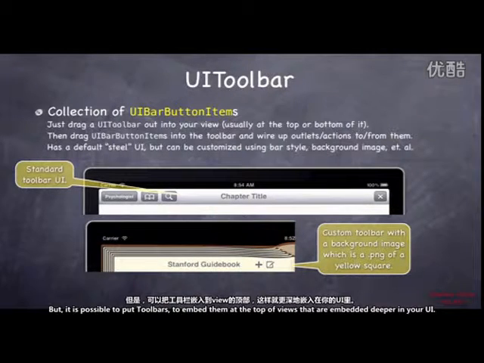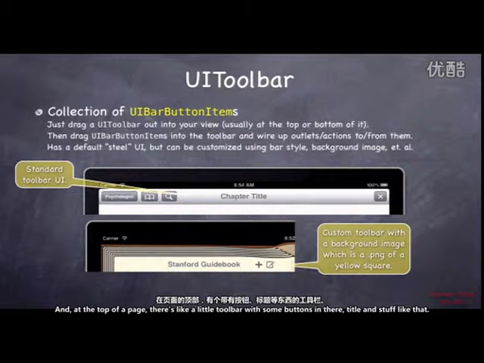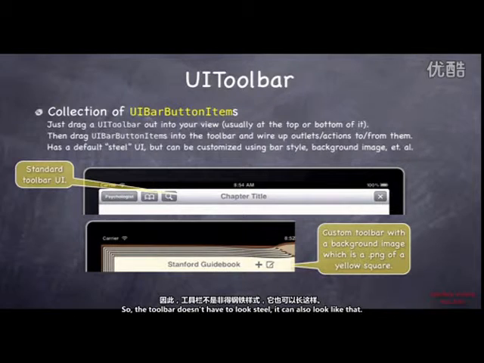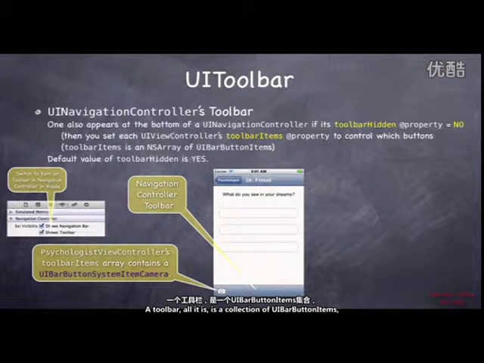But it is possible to embed toolbars at the top of views that are embedded deeper in your UI. For example, here's a toolbar at the top of what looks to be an iBooks-like app, the pages of a book, and at the top of a page there's a little toolbar with some buttons in there and a title and stuff like that. So the toolbar doesn't have to look steel. It can also look like that. A toolbar is just a collection of UIBarButtonItems. This is another class called UIBarButtonItem.